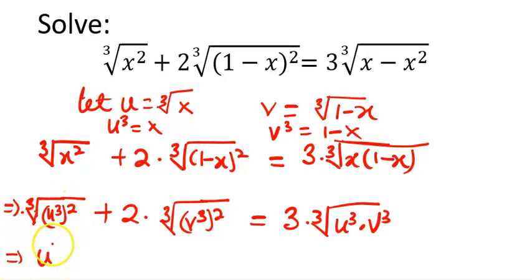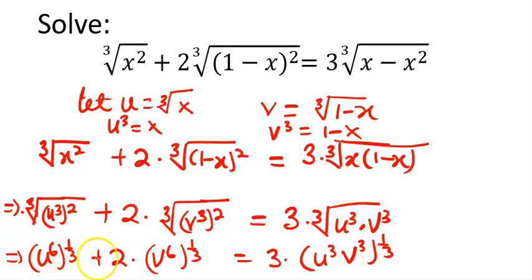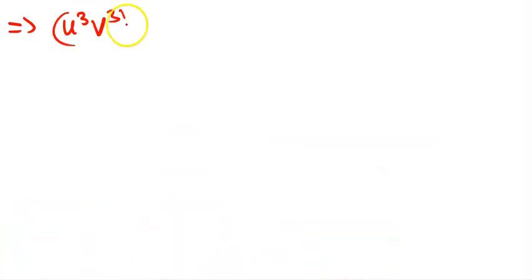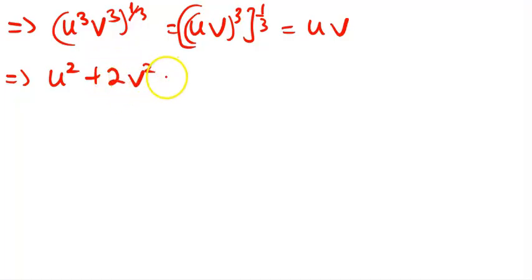So we can rewrite this one as u to the power 3 times 2, all raised to the power 1/3, the cube root, plus 2 times v raised to the power 6 raised to the power 1/3, equal to 3 times u cube v cube all raised to the power 1/3. So here the 3 will go into 6 2 times, same thing here, and these 3 will cancel all of them. u cube v cube can be written as uv all cubed raised to the power 1/3. Now let's simplify. So you have u squared plus 2v squared is equal to 3uv.